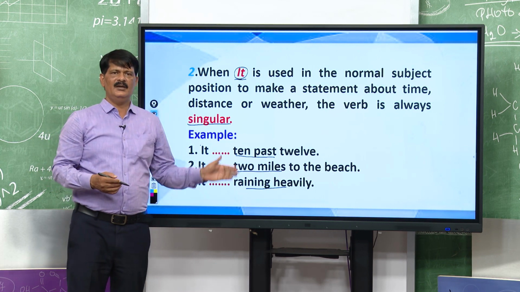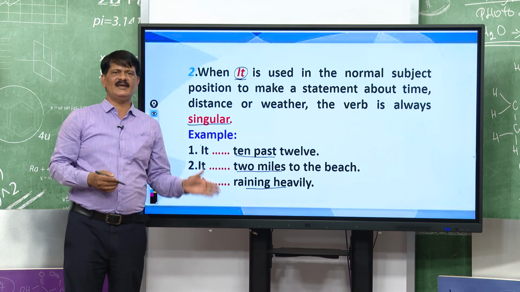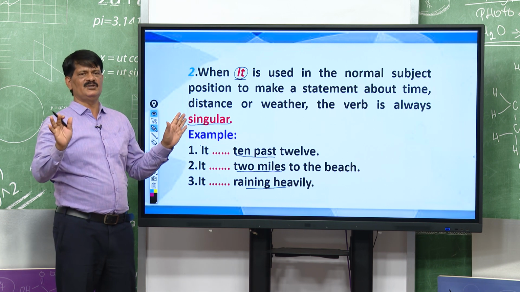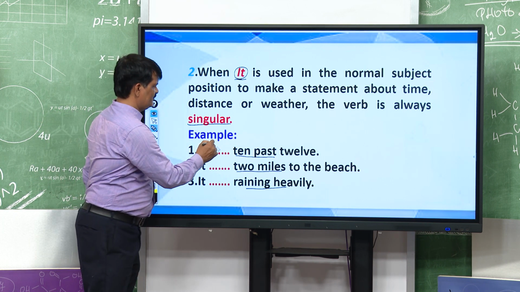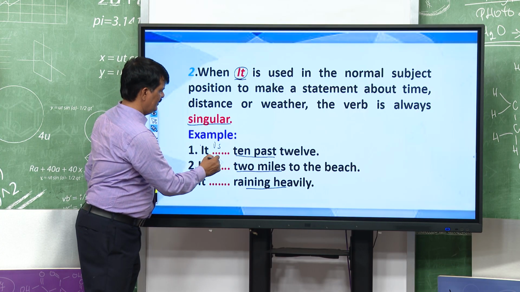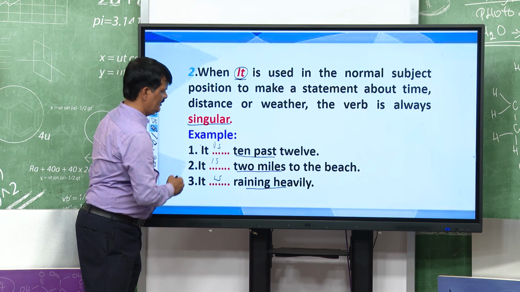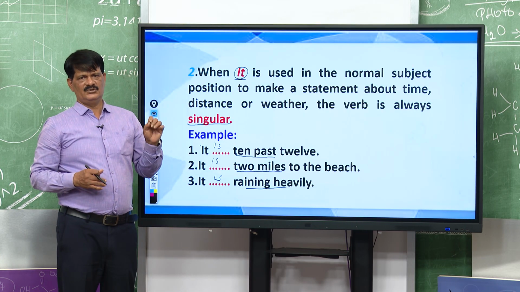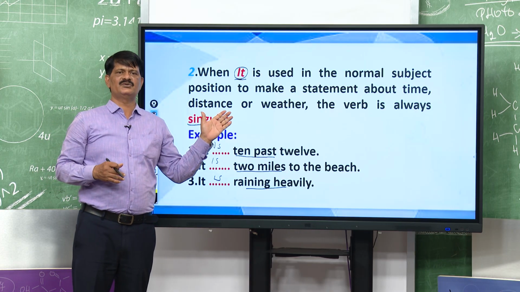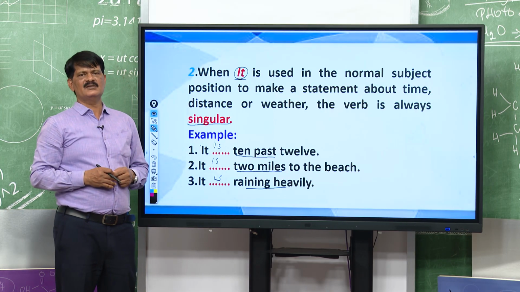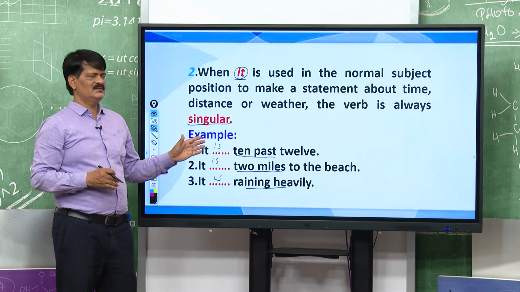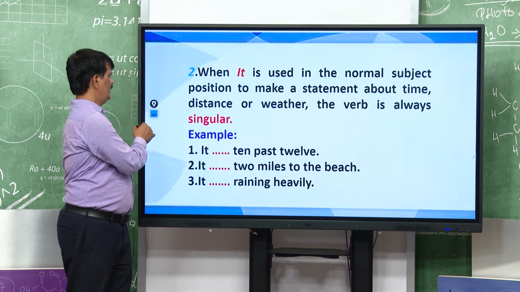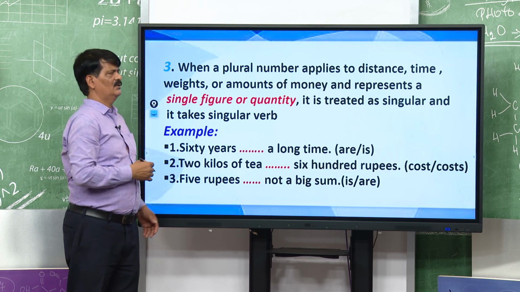So, my dear students, in all the cases the verb will be singular. So it will be is, again it will be is, and also it will be is. Then it is clear: when "it" acts as a normal subject and the statement belongs to time, distance or weather, the verb is always singular. Is it clear? Very good. Then we will go to the next, third one.